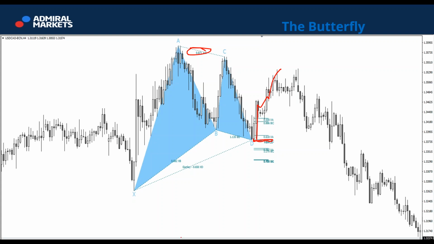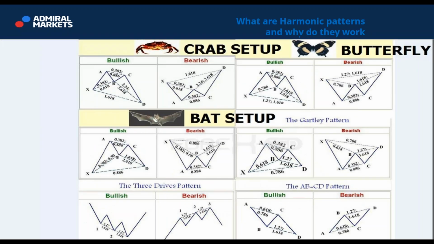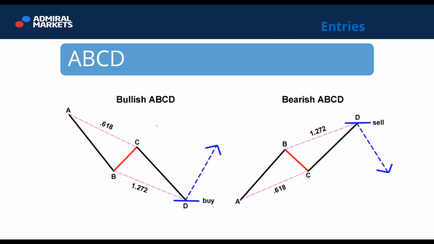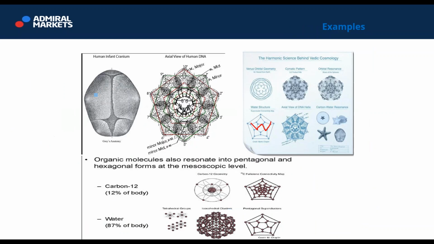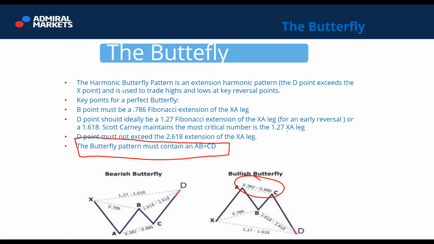So that is why I'm telling you that the butterfly must contain an ABCD, and ABCD is the bread and butter for me for all these price patterns. It's very important, and it should be shown in most of those patterns. And if you see ABCD within the context of these other patterns, the chance that you will get a good entry is big, very high.